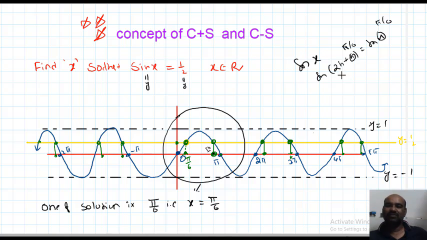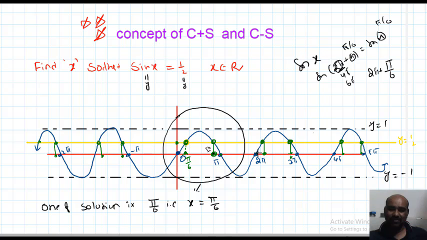Students, I think you people are following. Sin function is a periodic function with the period 2 pi. Sin of 2 pi plus x is sin x only. Instead of x I wrote pi by 6: sin of 2 pi plus pi by 6 is sin pi by 6 only. So instead of 2 pi I can write 4 pi also, 6 pi also. What is the meaning of that? Pi by 6 satisfies, then 2 pi plus pi by 6 satisfies.